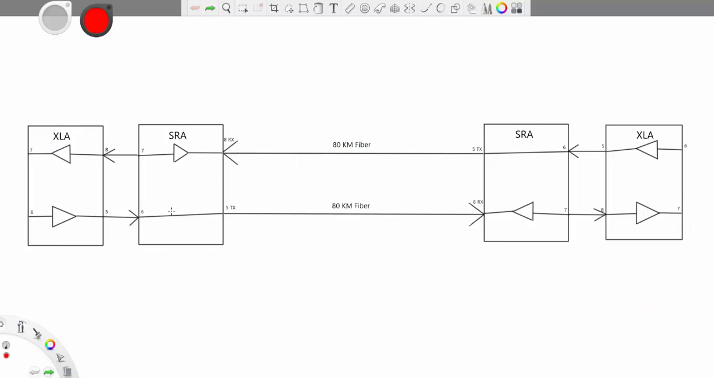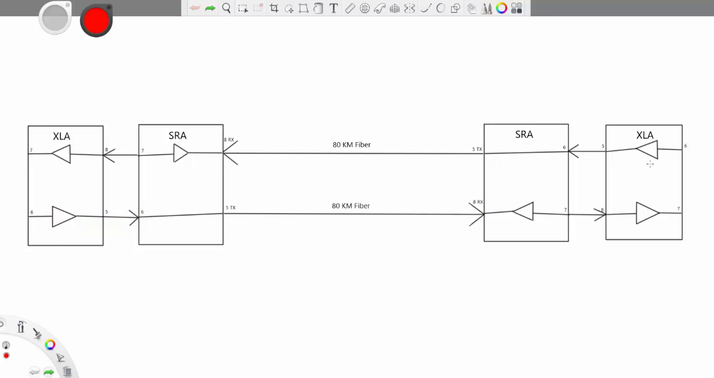I have drawn up the SRA and the XLA, the XLA being a bidirectional amp and the SRA being the Raman amplification card. I have also drawn the amplifiers in respect to the direction that they are pumping towards. The pointy side is where it's pumping towards. So in this scenario, that one's pointing that way and this one is pointing this way.